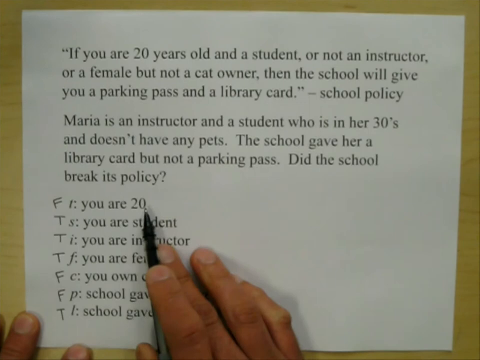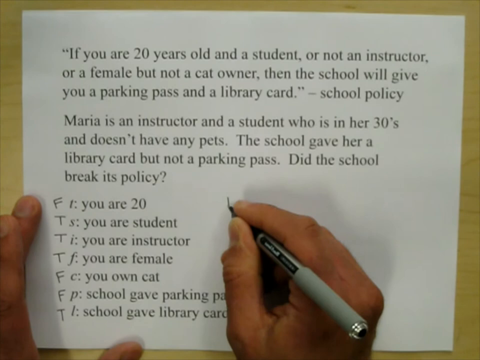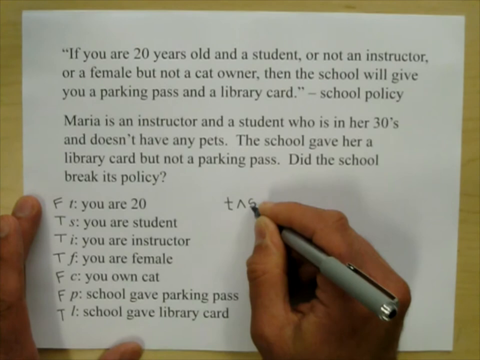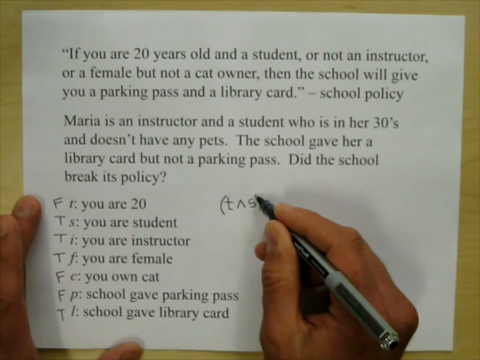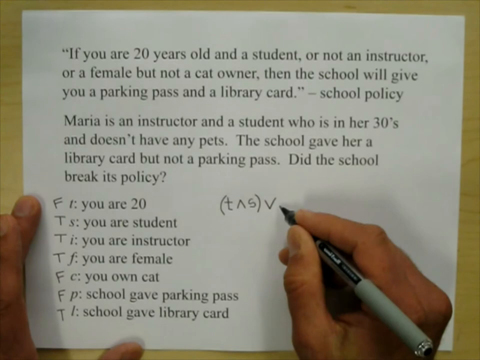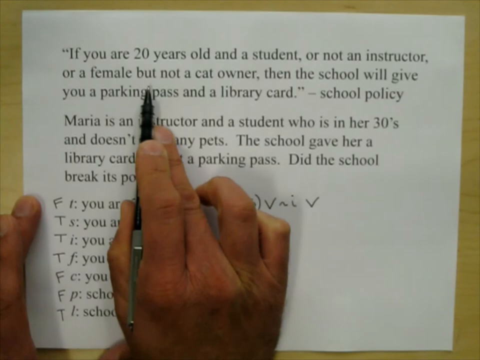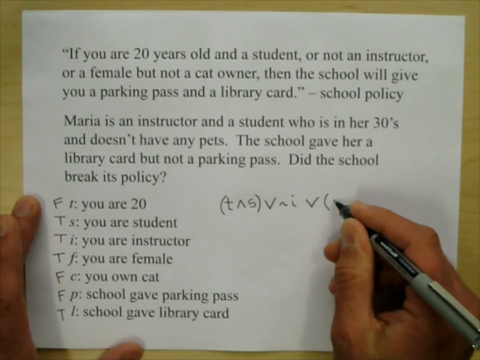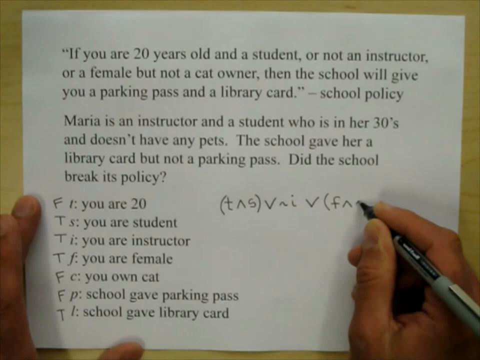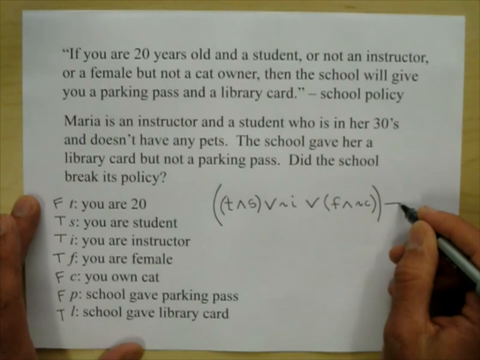So let's write down the policy in symbols. If, okay, so this is going to be an arrow. You are 20 years old and a student, comma, okay, so this is part of the hypothesis, or, so I'm going to put an or here. Not an instructor, comma. So, tilde I. Or. So we're going to put an or here. A female, but not a cat owner. So, but is the contrasting and. So, female, which is F. And not a cat owner, tilde C. Then, so this whole part right here is the hypothesis. Then, so we have the then.